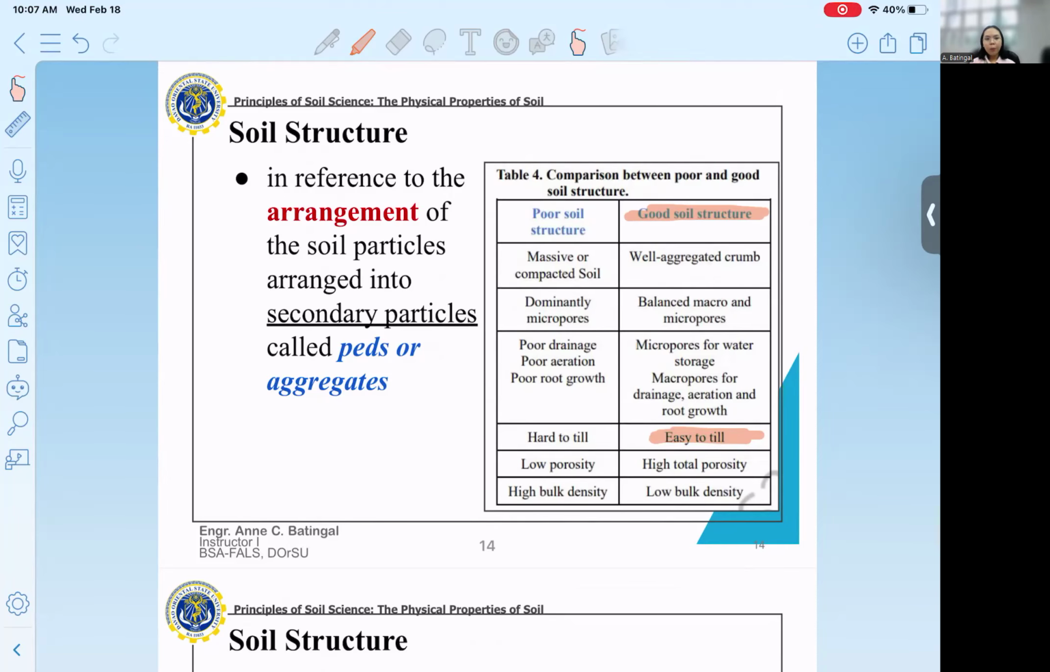So kapag poor ang structure sa imong soil, usually it is characterized to be massive, very compact. Wala siya lines wherein pwede siya mag-separate. Very bulky jud ang imong soil, or it can have no structure at all. And dominantly, micropores ang naa sa imuhang pore structure. So, this pore structure has poor drainage, poor aeration, and poor root growth.